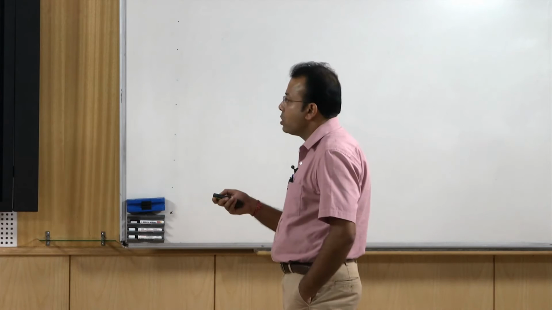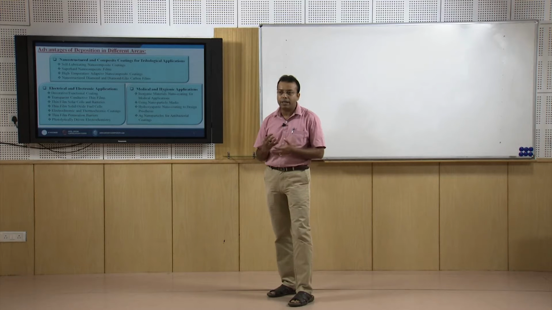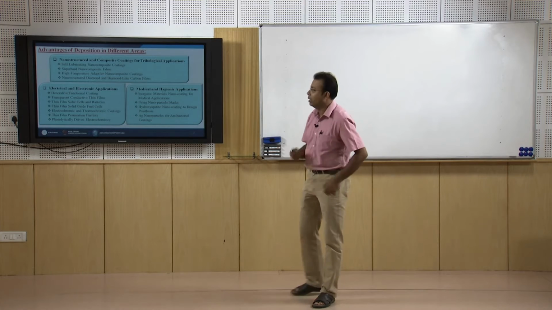First we are doing self-lubricating nanocomposite coatings, then superhard nanocomposite films, high temperature adaptive nanocomposite coatings, and nanostructured diamond and diamond-like carbon films. These applications are all based on tribology. Here we will see the different types of modifications by which we can modify the tribological properties of a particular material.